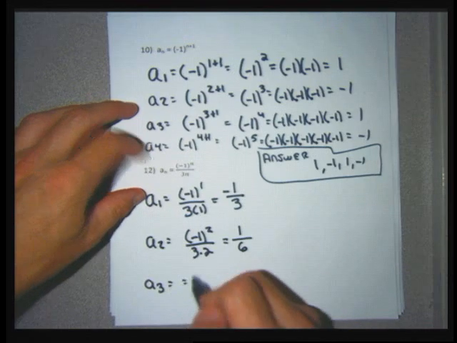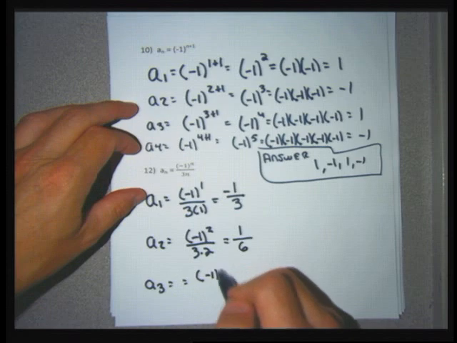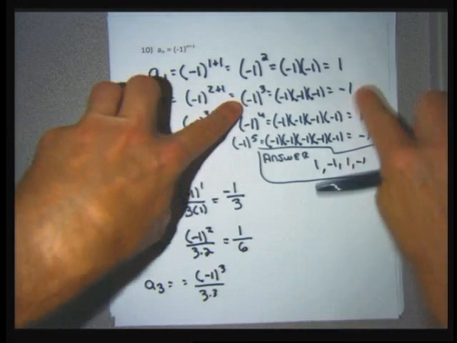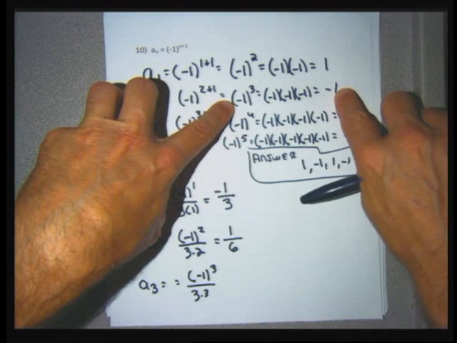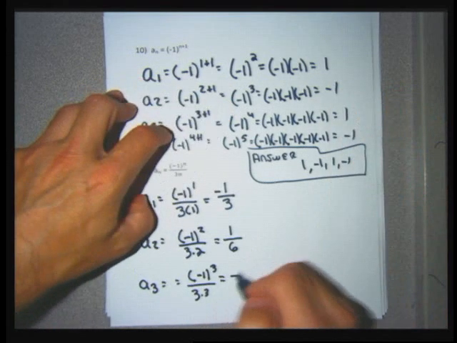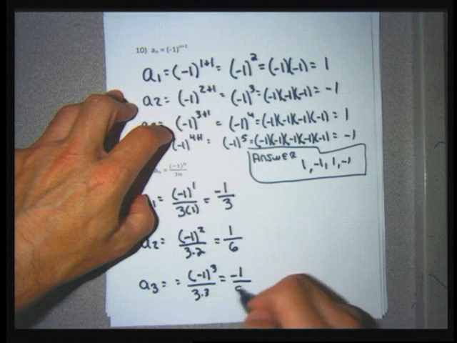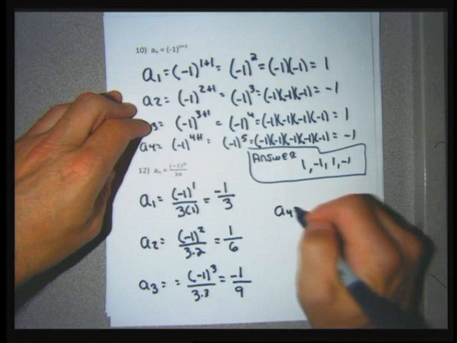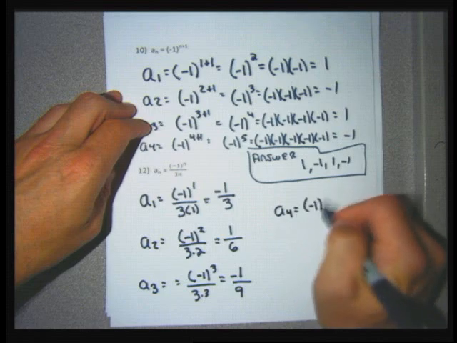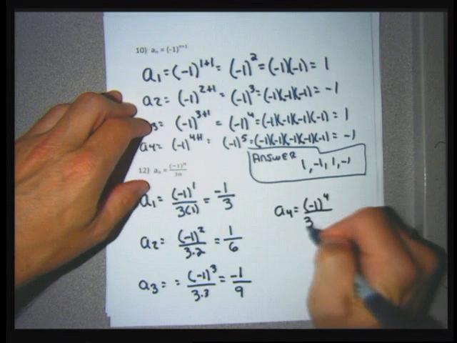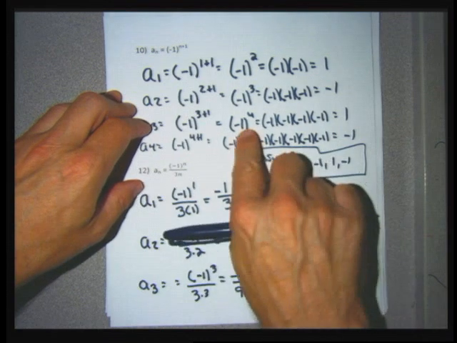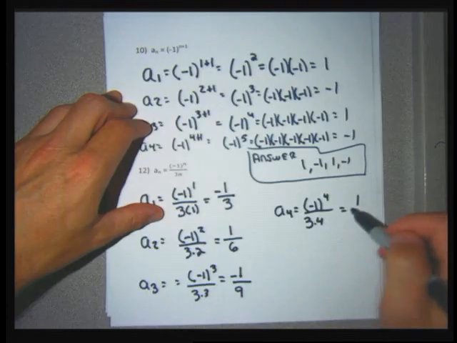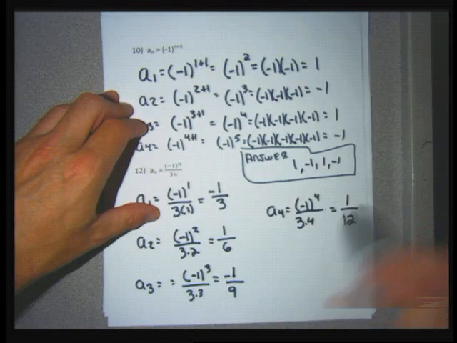A sub 3 is going to be -1 cubed over 3 times 3. -1 cubed I just did up here, it's -1. So the numerator is going to be a -1. The denominator is 3 times 3, which is 9. And then the 4th term, a sub 4, is -1 to the 4th power over 3 times 4. And again, I just did -1 to the 4th power. It's +1. So the numerator simplifies to be 1. The denominator is 3 times 4, which is 12.